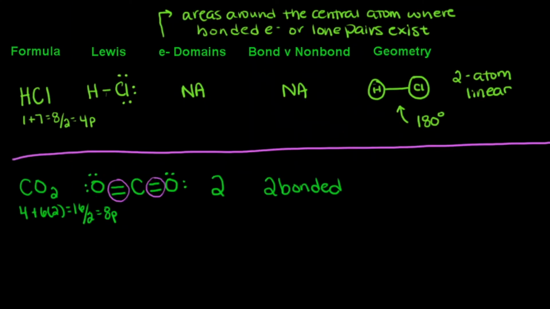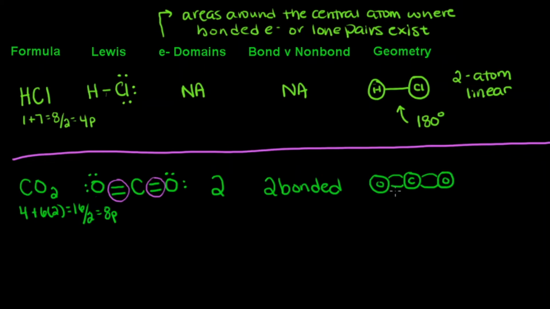Okay, so we now have a 3-atom linear. Do I have the right color here? Let's see. So here's my oxygen on one side. I'm going to show my double bonds as little curved bonds. Here's my carbon in the middle. Here are my double bonds on the other side. And there's my other oxygen over there.